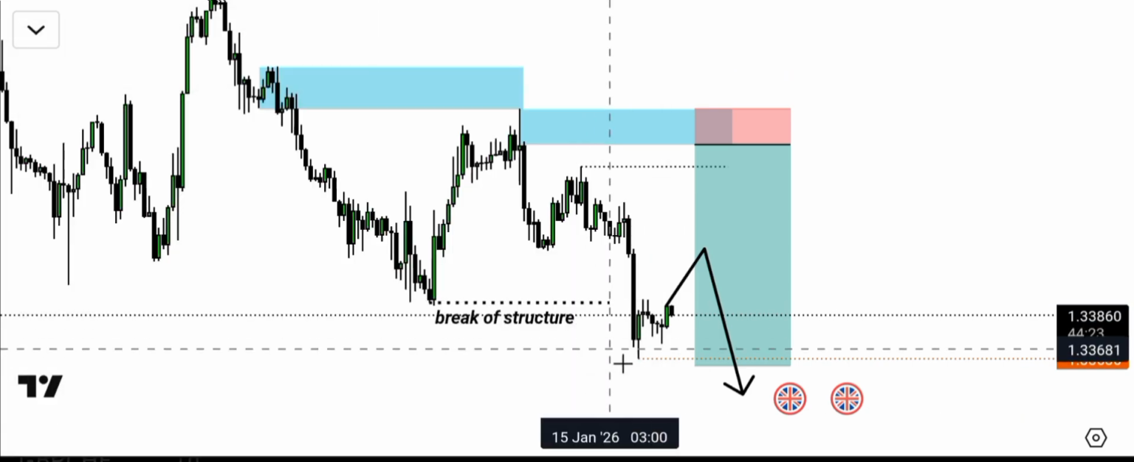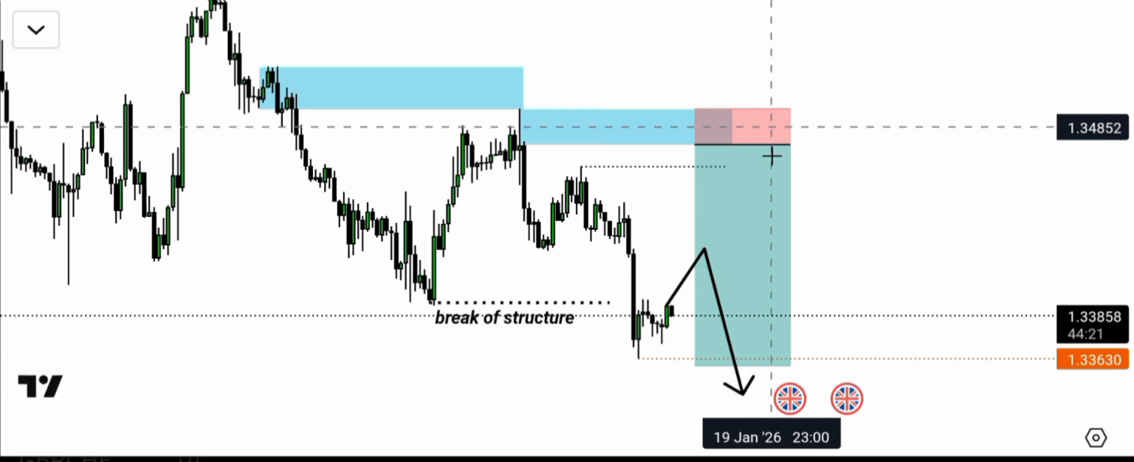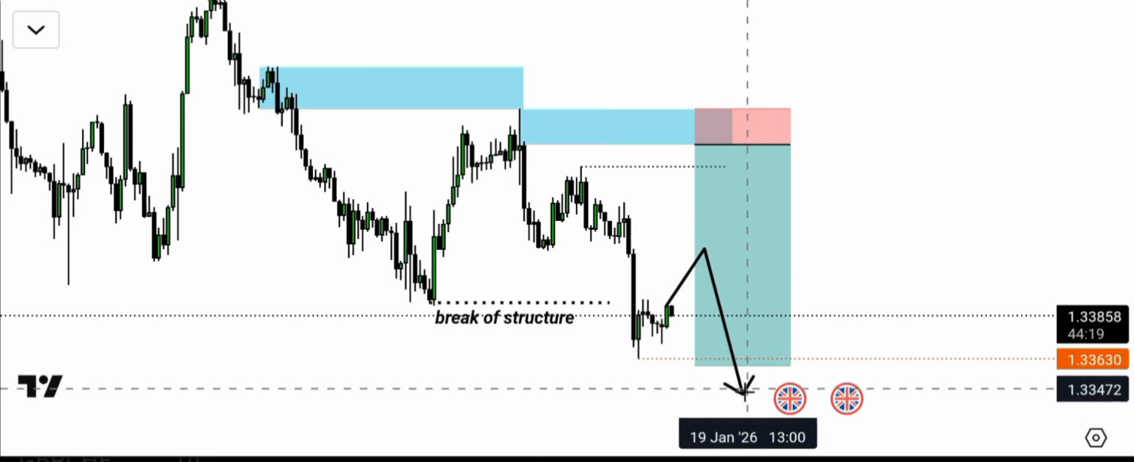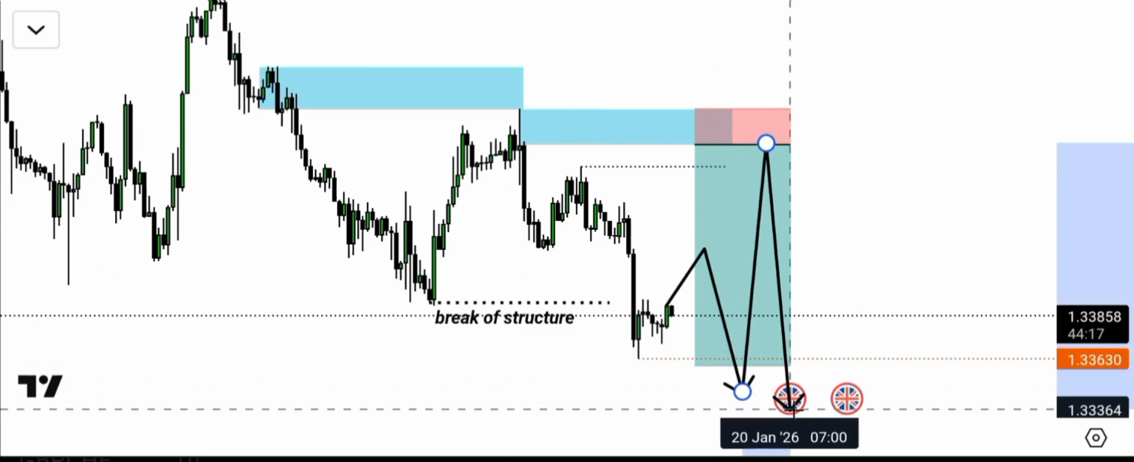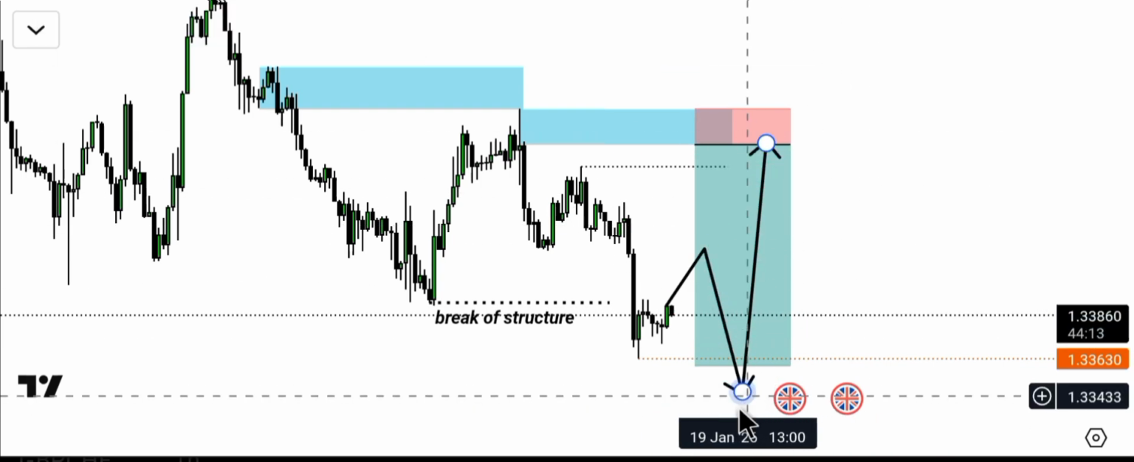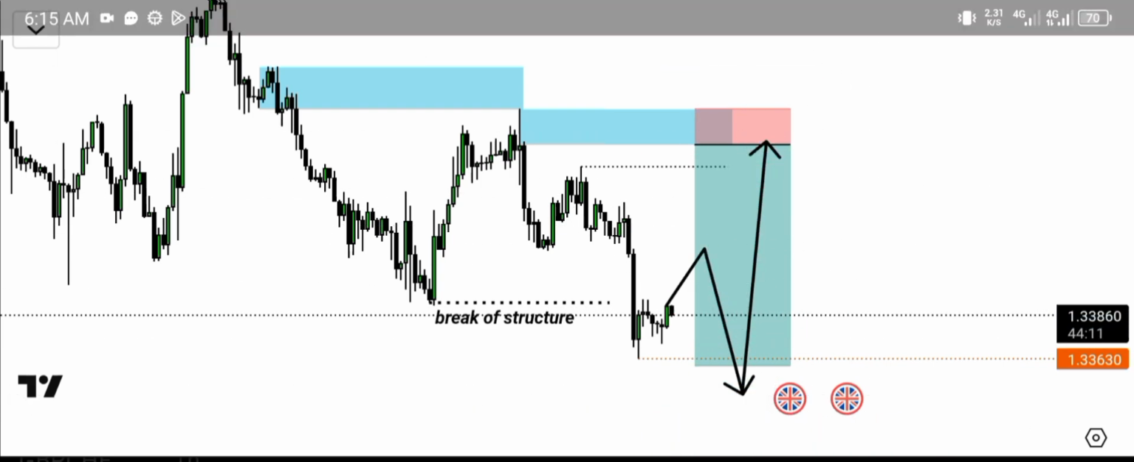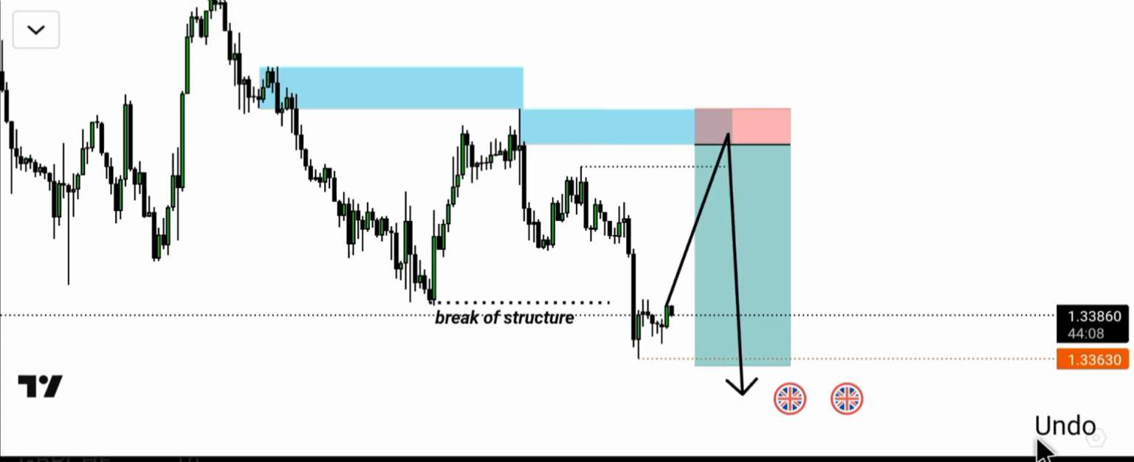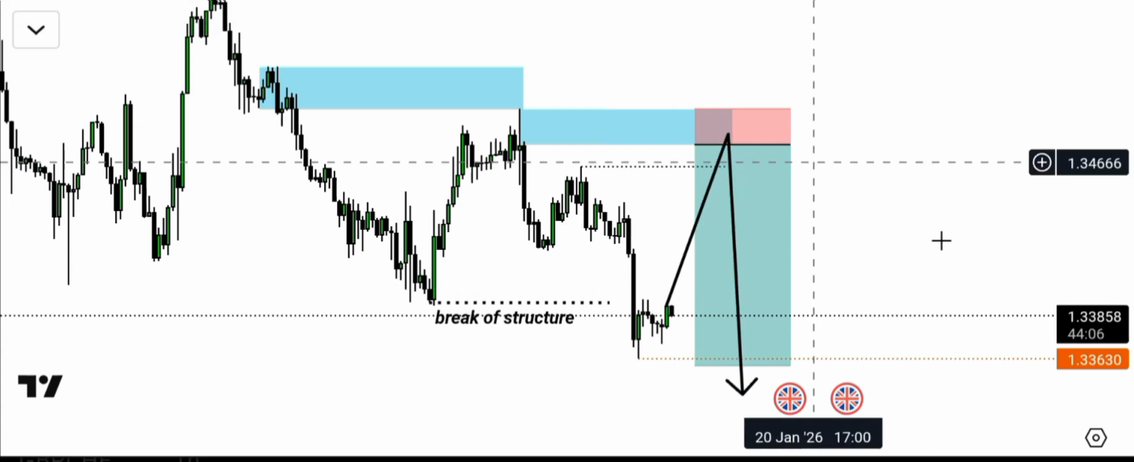Then finally, before it comes back to mitigate our entry, to mitigate this, I don't want something like this. I don't want something like this. I want it to start reversing instantly. Let it start reversing instantly as it is already doing and continue to the upside.